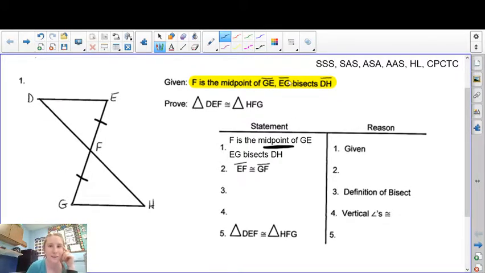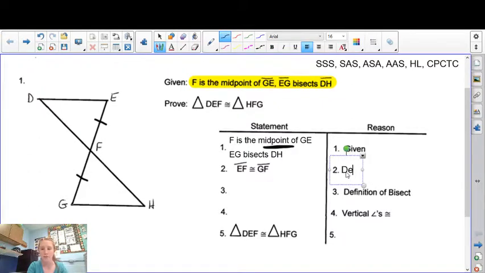So F is the midpoint of EG. Well, that makes sense, because if you notice, E to G is the whole distance. F sits in the middle, so therefore they must be equal. So this is going to be a definition of midpoint, because the middle cut it in half. Since F's in the middle, it cuts it in half. Okay, so I used this part.